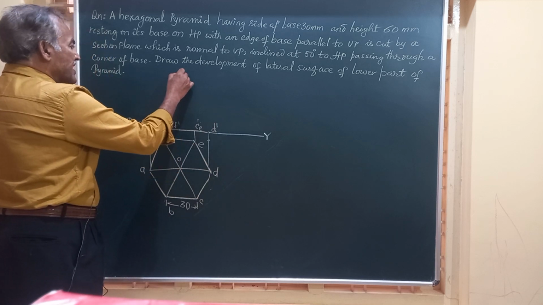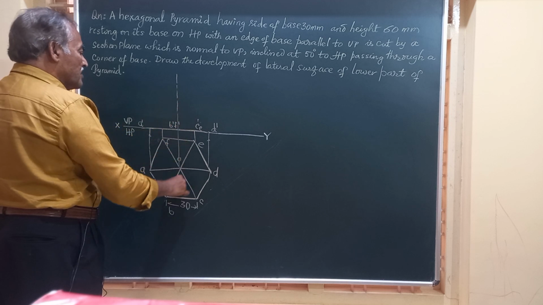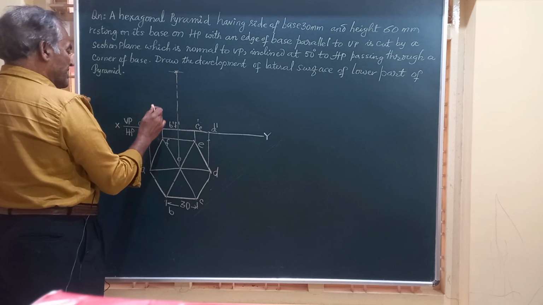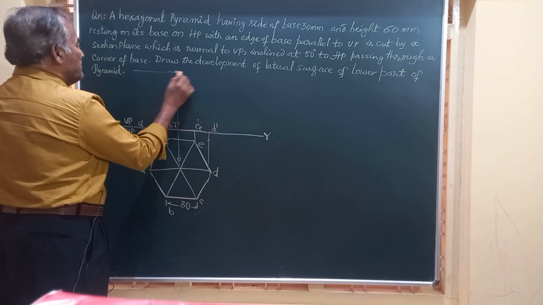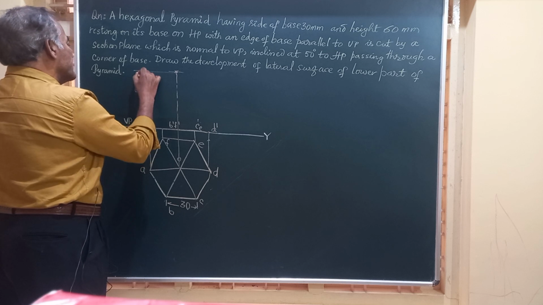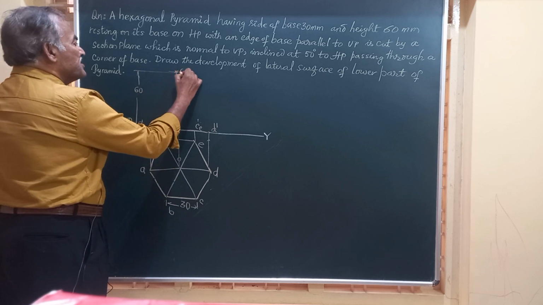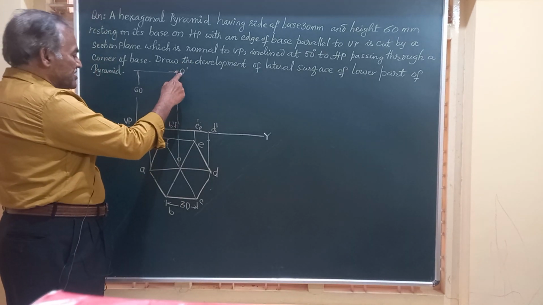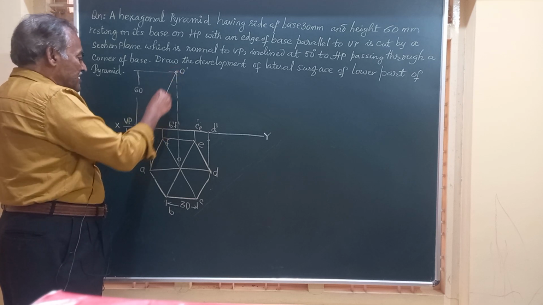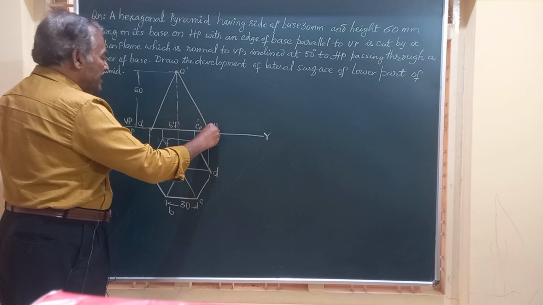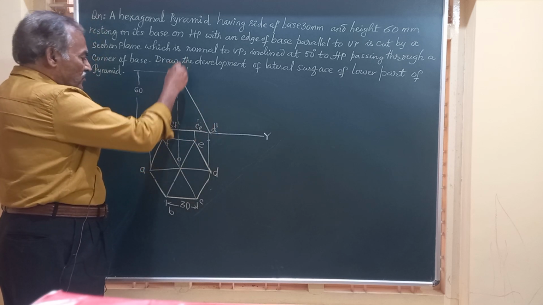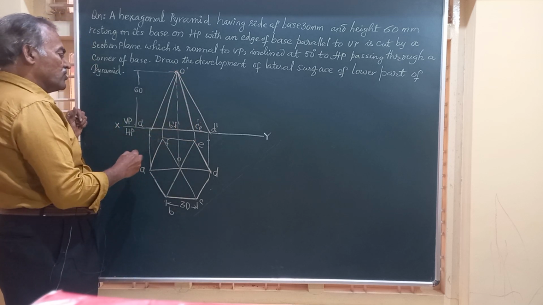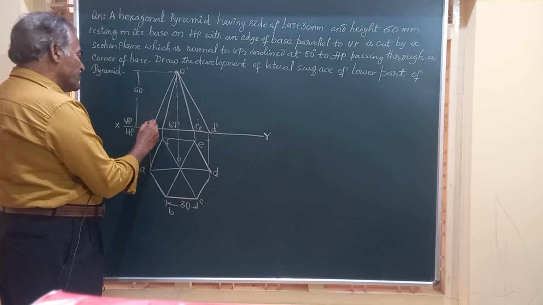From O, draw a vertical line to represent the axis, and mark a height of 60 mm, the height of the pyramid. And here, friends, this point represents O dash, the vertex of the pyramid. Now let's join this vertex to all the corners. So O dash to A dash, O dash to D dash, O dash to C dash, O dash to B dash, and this is C and E. Friends, this is how the pyramid looks in the front view.